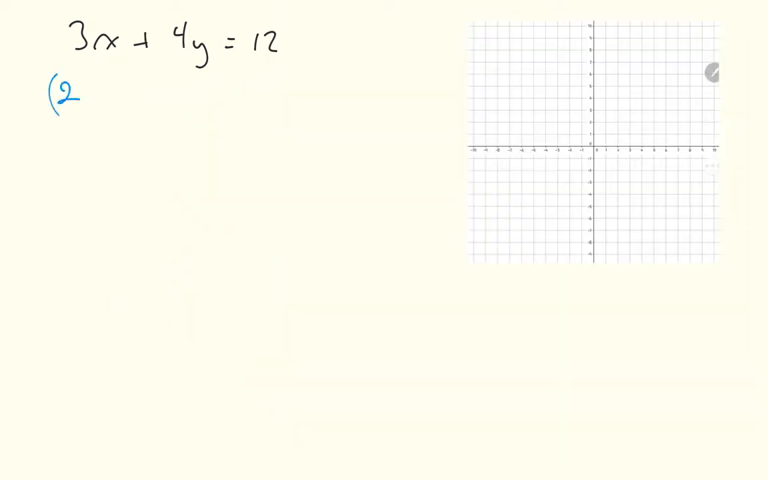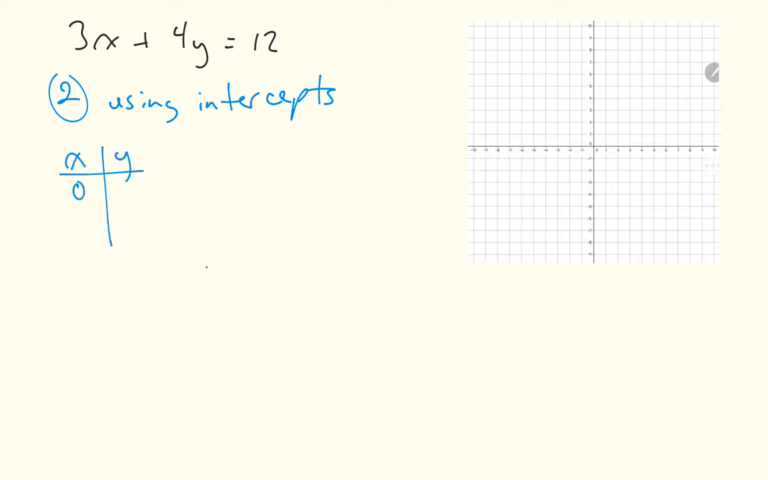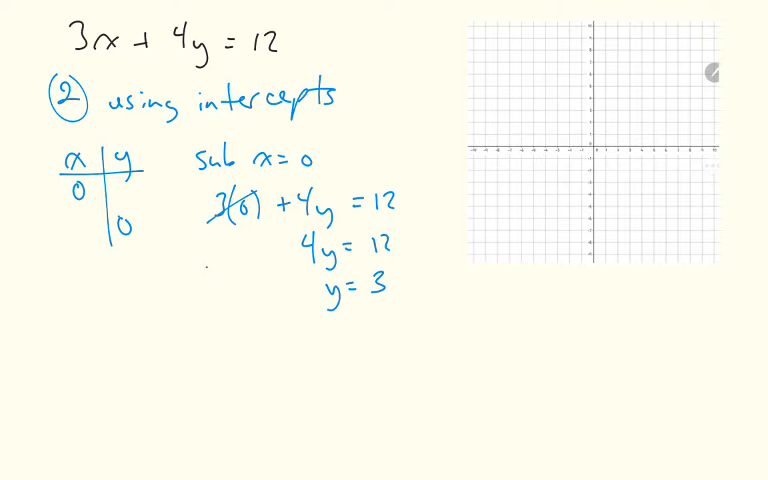Now, the second method is most often called graphing using intercepts. And all that really means is that we're going to find the x-intercept and the y-intercept, and hopefully they'll be far enough apart for us to make a decent line. And what that really means is we're filling in a little table of values, and we're going to let x be 0, and we're going to let y be 0 separately and find two coordinates. And that just means we're going to sub in x equals 0, and it would give us this equation, 3 times 0 is 0, so 4y equals 12. And y then equals 3 when I divide both sides by 4.